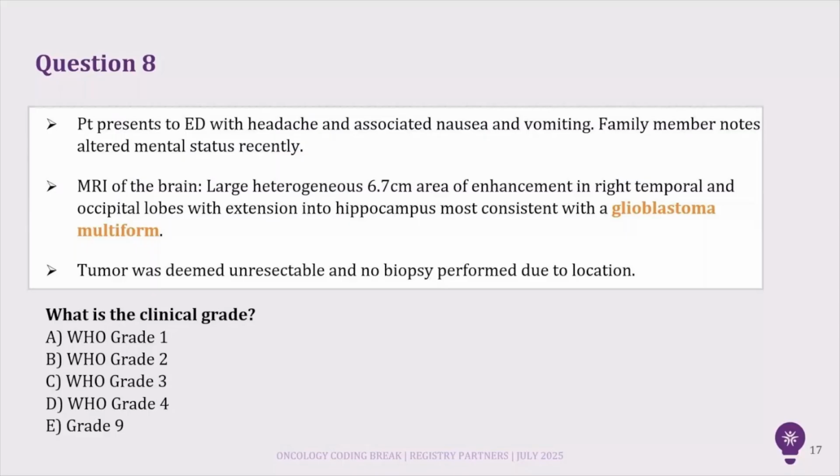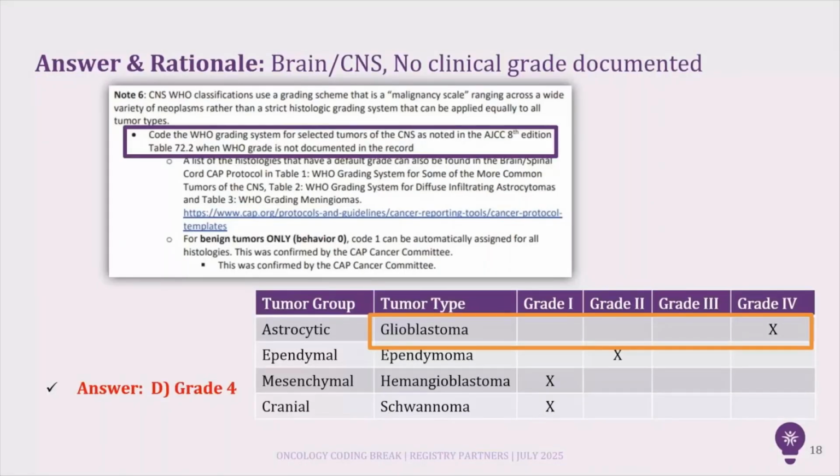So most consistent with glioblastoma multiforme, we can use that as the diagnosis. If you look at note 6, there are some particular sites in the CNS where we are allowed to assign a grade if one's not given. So code from the WHO grade table in AJCC 72.2, and here are just a few of the entries from that table. If you were to look at it, you would see glioblastoma is grade 4. So if you're not given a grade, you are allowed to use this table to have a grade. So clinical grade will be grade 4.